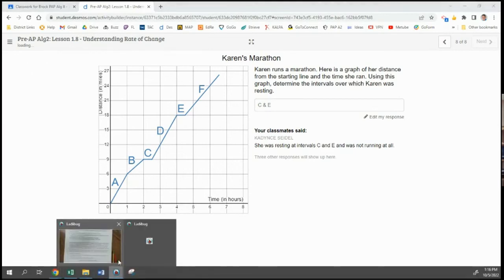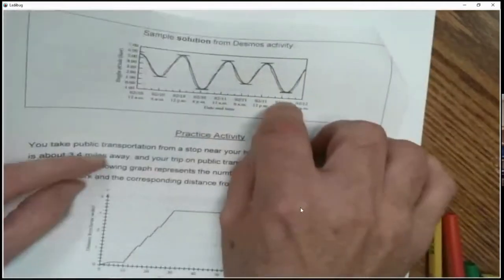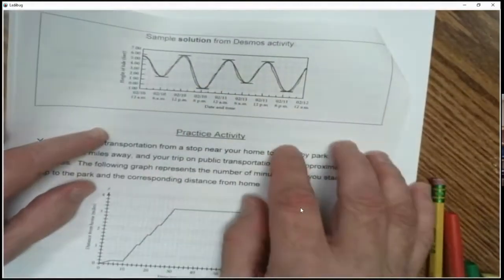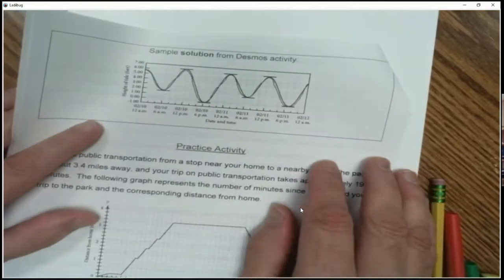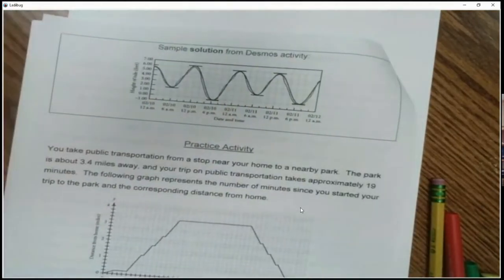So let me go back to our lesson for this week. Did the Desmos activity. There's a sample solution of the Desmos activity. This is normally in color, so this doesn't do us any good on my printout. But in Google Classroom, it has the green and the red and the purple.